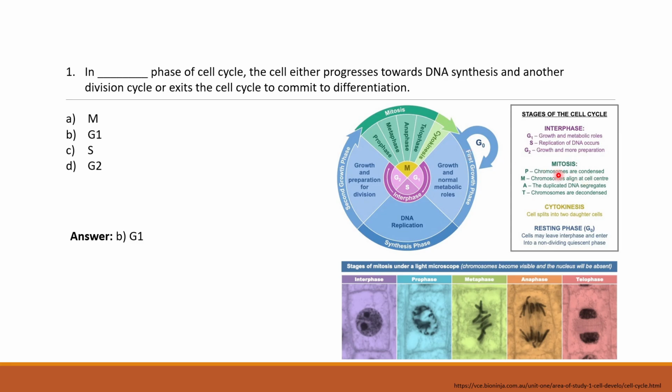So mitosis: in prophase, chromosomes condense; in metaphase, chromosomes align at the center; in anaphase, the duplicated DNA segregates, and then in telophase the chromosomes decondense again, and then cytokinesis, that is cell division, occurs, splitting into two daughter cells, and then the cell can again divide.